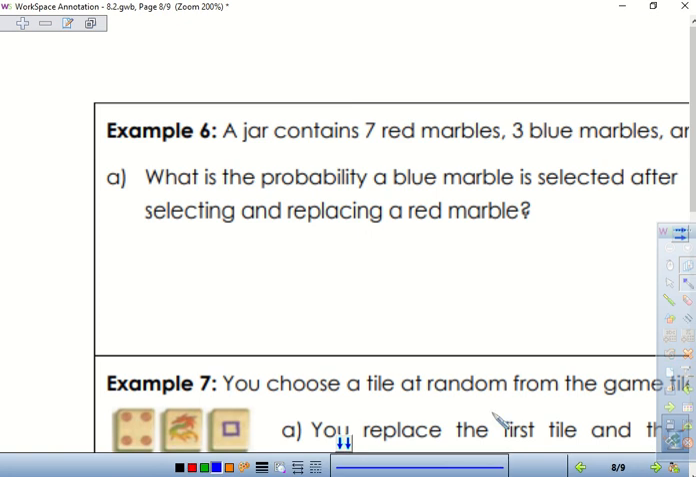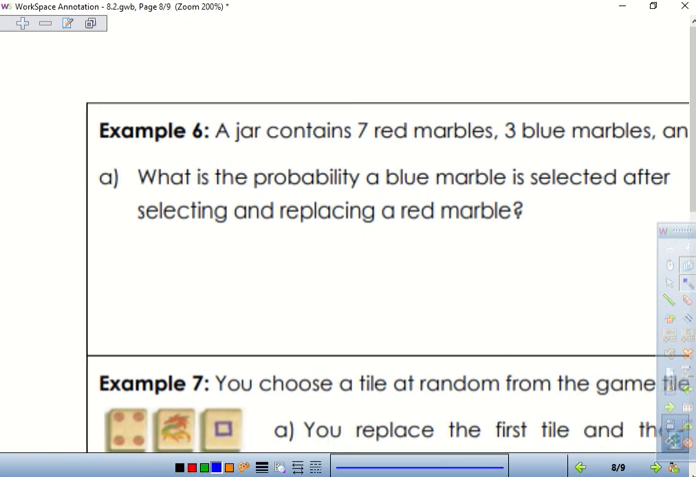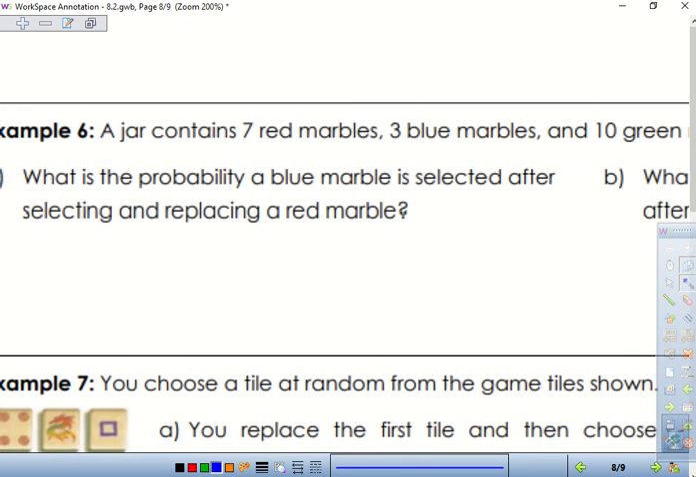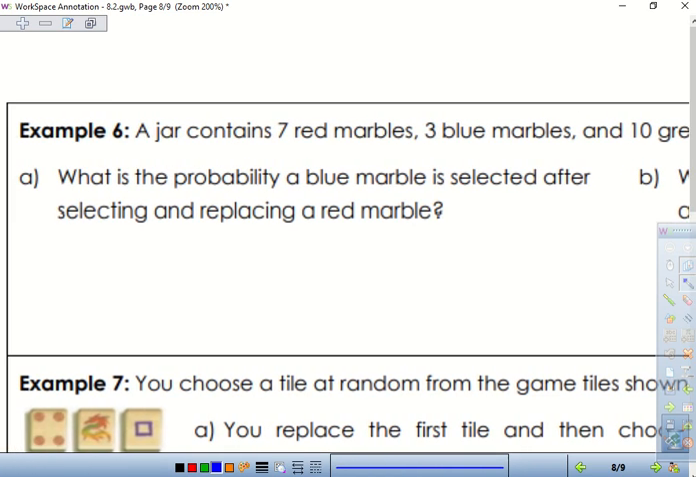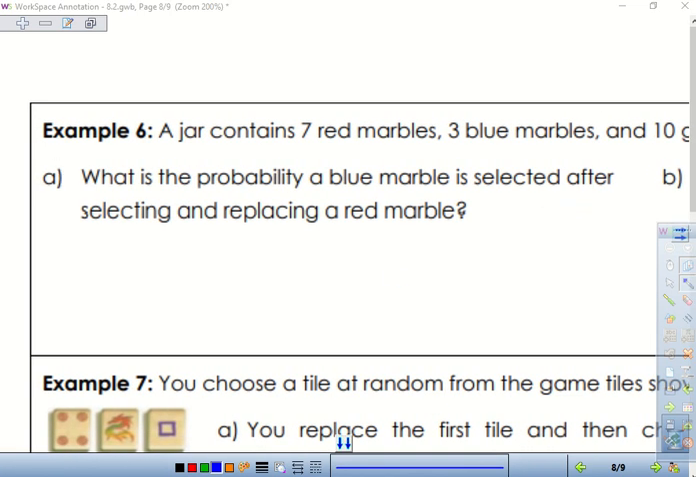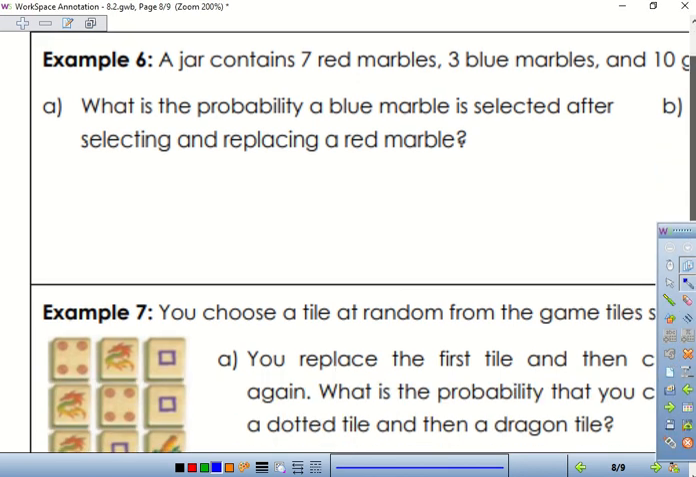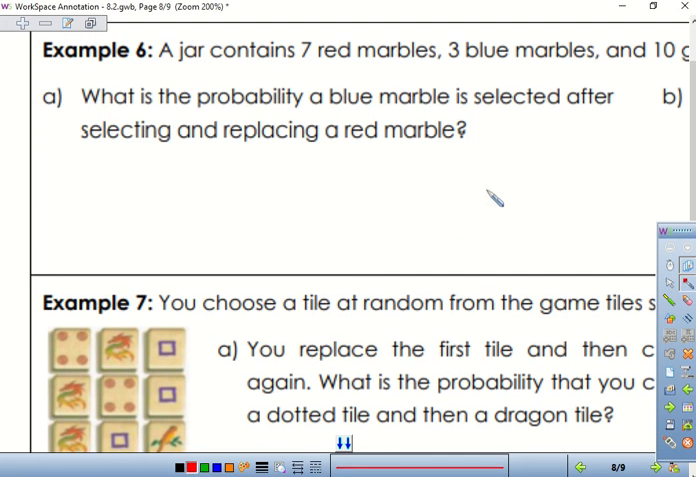Okay. So let's go ahead and do a marble example. A jar contains 7 red marbles, 3 blue marbles, and 10 green marbles. What is the probability a blue marble is selected after selecting and replacing a red marble? So what's the first thing you're doing in this case?